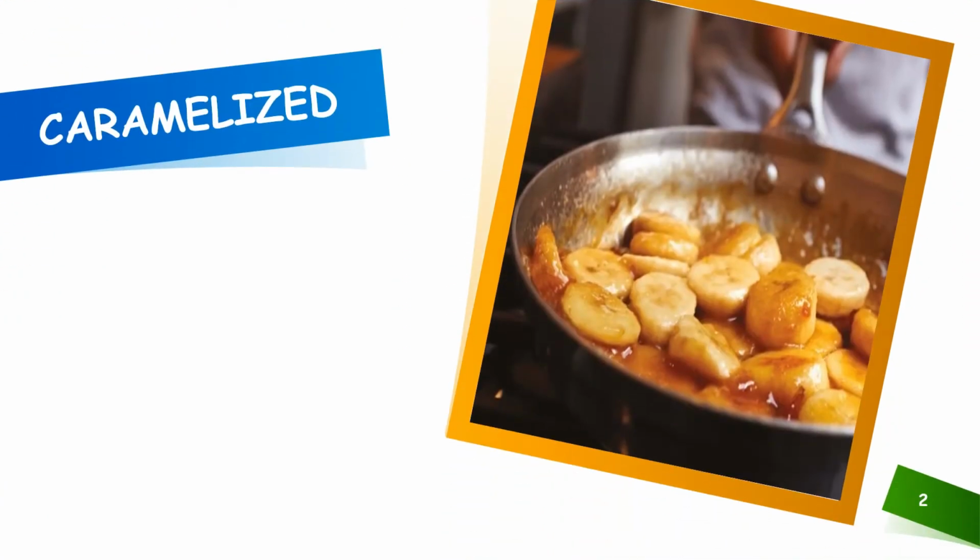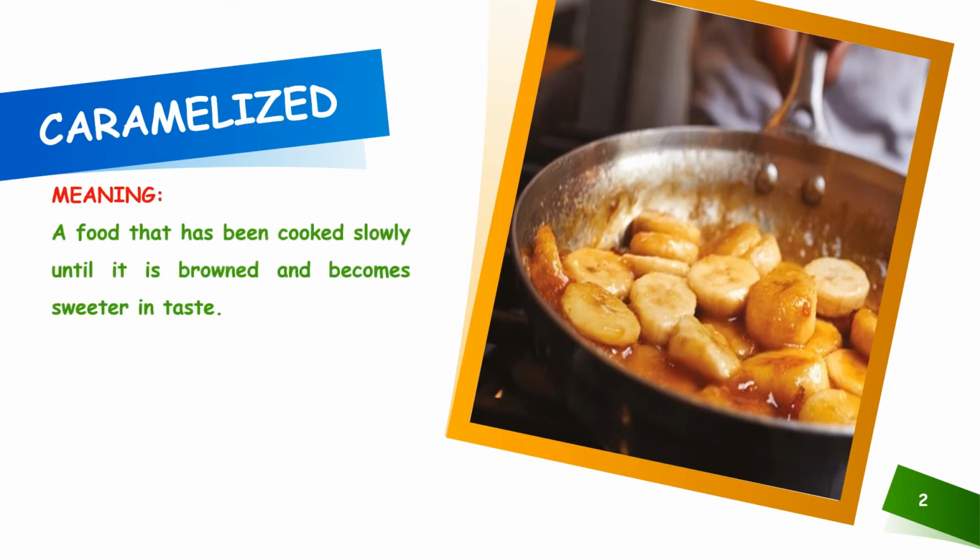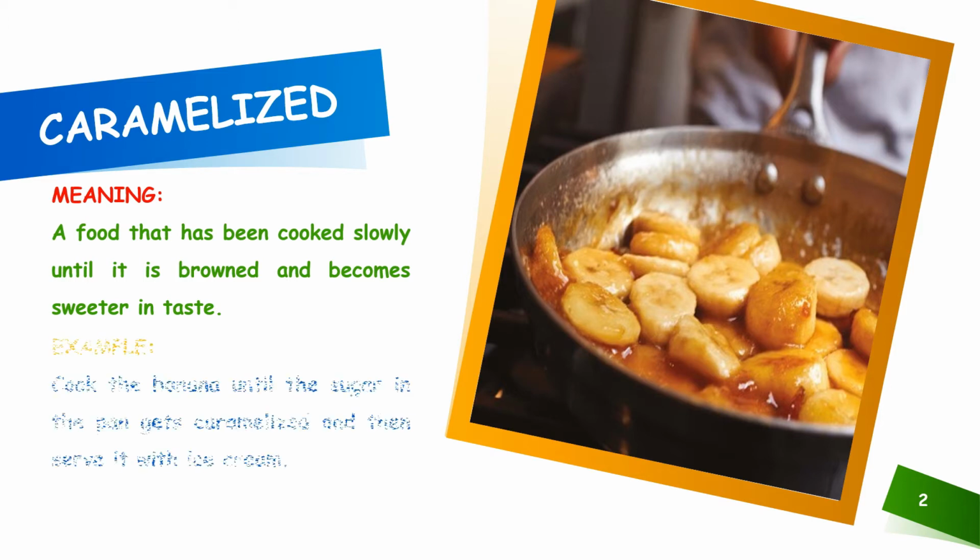The second word is caramelized. A food that has been cooked slowly until it is browned and becomes sweeter in taste is known as caramelized. Let's see an example how to use this word. Cook the banana until the sugar in the pan gets caramelized and then serve it with ice cream. Here, sugar is added along with the bananas and slowly cooked until the sugar turns brown.